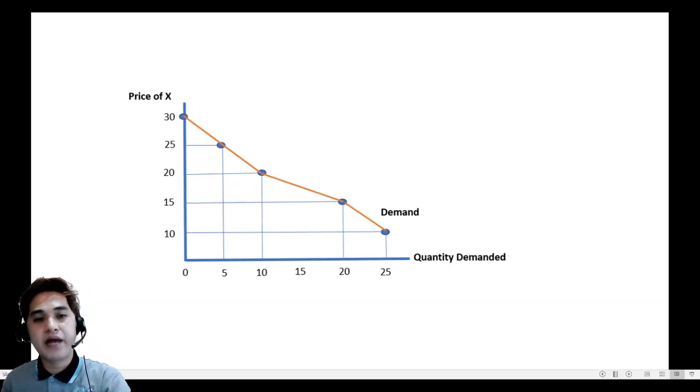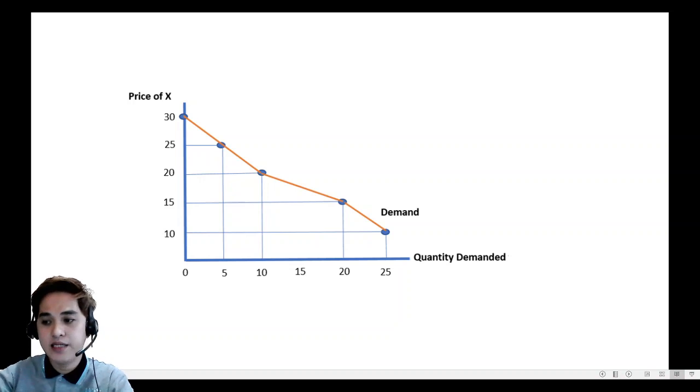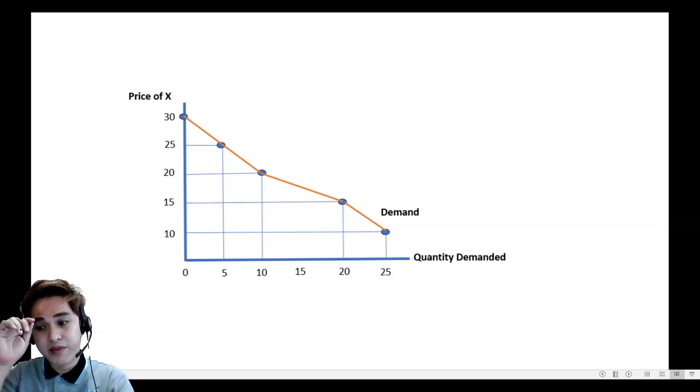Going back to our graph, it is downward sloping, again because of the negative or inverse relationship of price and quantity. If the price is 30, the quantity demanded is 0. What does it mean? It means that there's a limitation in income. At price 30, the consumer cannot afford to buy the good. For example, if the price of good X is 30, the consumer cannot afford it, so nothing is demanded. That pertains to limitation.